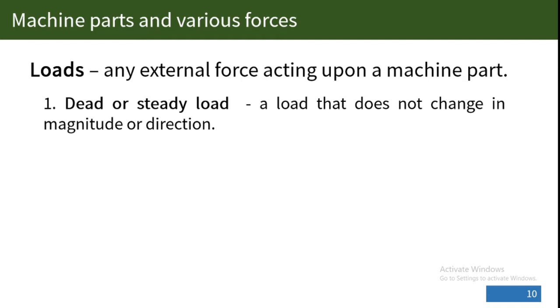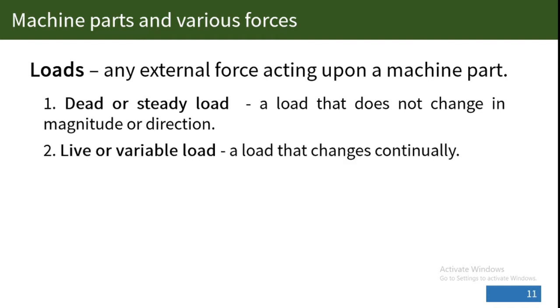So what are examples of dead or steady loads? An example of a dead or steady load is the weight of building structure elements such as beams, walls, roof, and structural flooring components. And in machines, these are the static portions of the machines that, through their weight, exert forces in the machine.